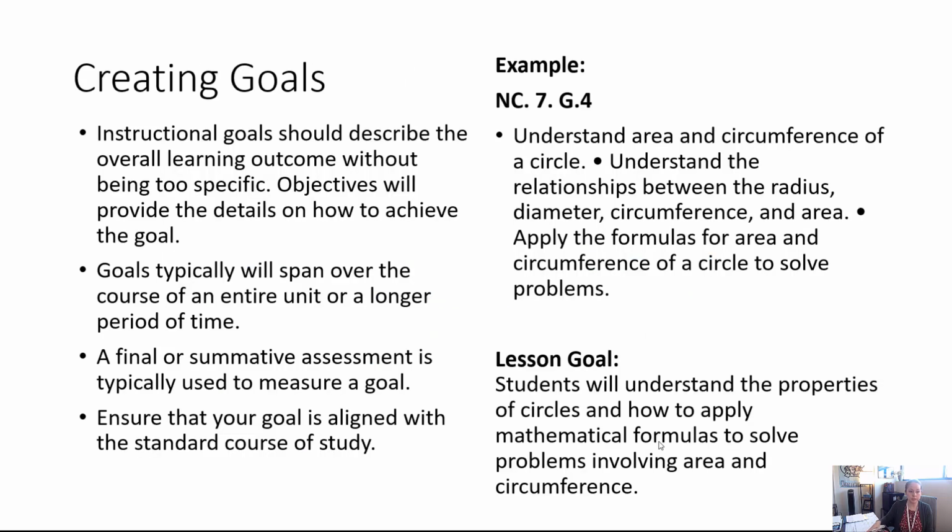So I want to show you an example. When you create a goal, again, they should describe the overall learning outcome without being too specific. It's going to probably expand a larger period of time, so an entire unit. Typically, when you take something like a final exam, that's what's measuring your goal. You do want to make sure your goal is aligned with the North Carolina Standard Course of Study. So just an example I've given you over there on the right-hand side.